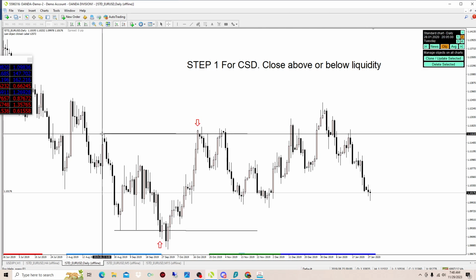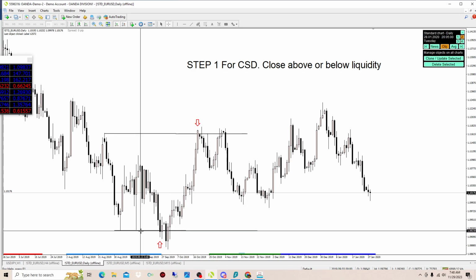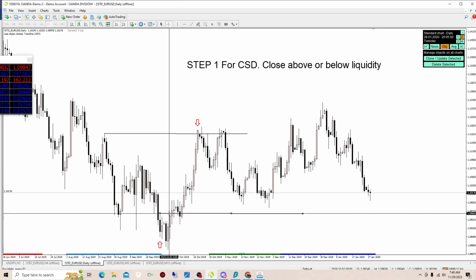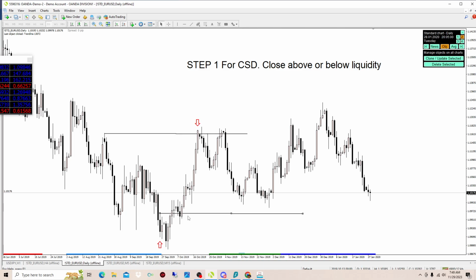So here we have market closing above the highs, and then we have here market closing below the lows. So when we take the high right here, basically that changes the state of delivery. We have to close above the high. Right here, when we close below the low, that changes the state of delivery. But yeah, that's basically changing the state of delivery, those two simple steps.